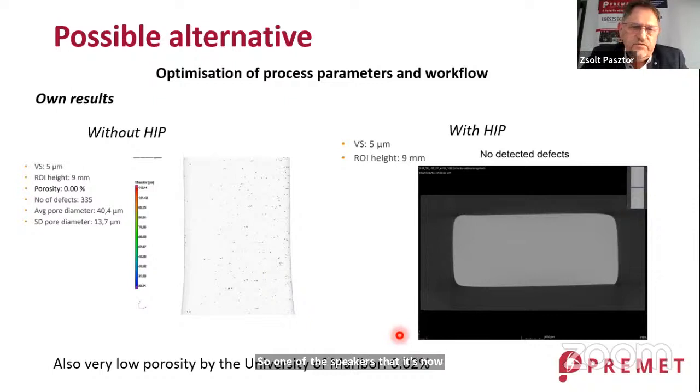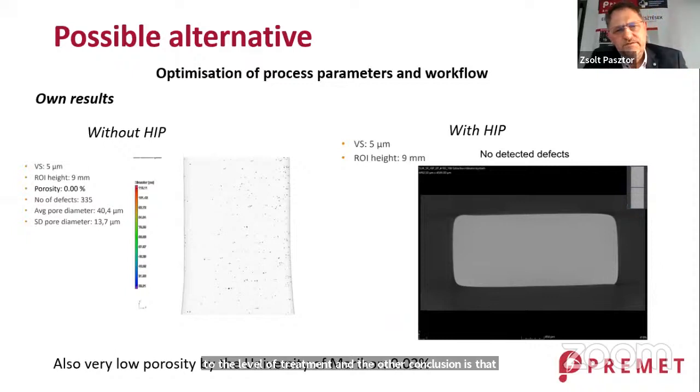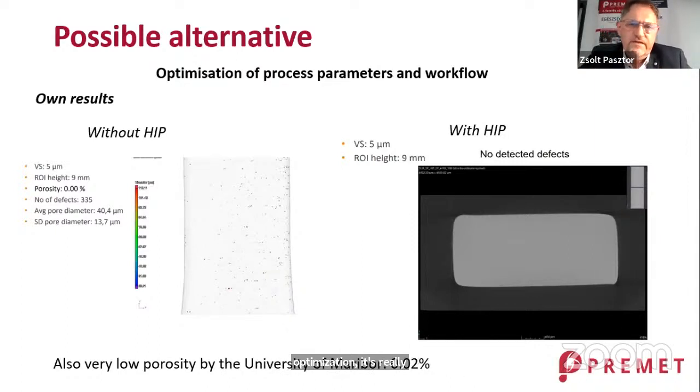So, well, the conclusion is that on one hand, applying appropriate parameters, the porosity can be substantially reduced, or even to the level of HIP treatment. And the other conclusion is that when we make optimization, in that case, we have to consider the entire process, not only the different steps or different activities, like, for example, optimization of 3D printing or optimization of post-processing, but we have to consider these activities together.